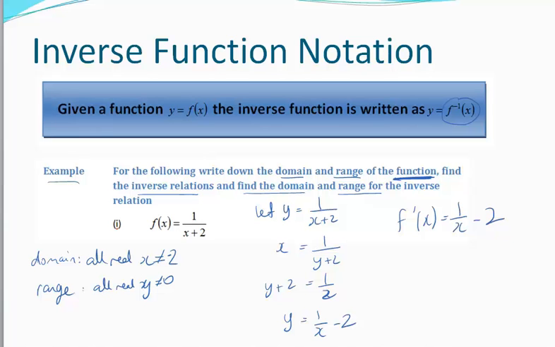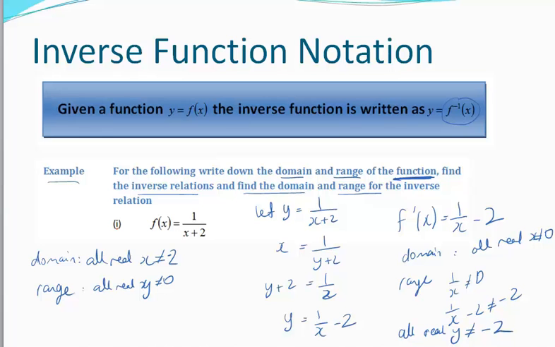For this one, our domain will be all real x not equal to 0, as we're undefined at this point. And for our range, 1 on x can't be equal to 0, so 1 on x minus 2 is not equal to minus 2. So our range will be all real y not equal to negative 2.